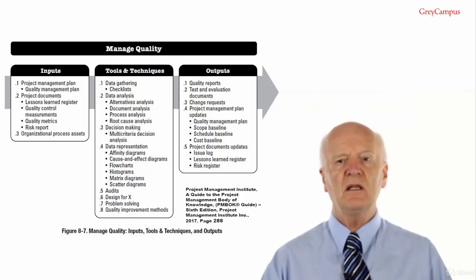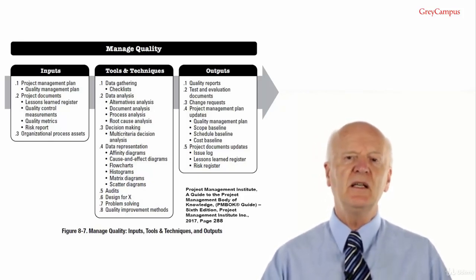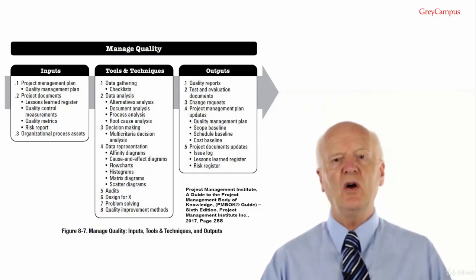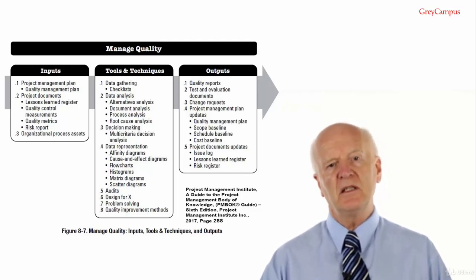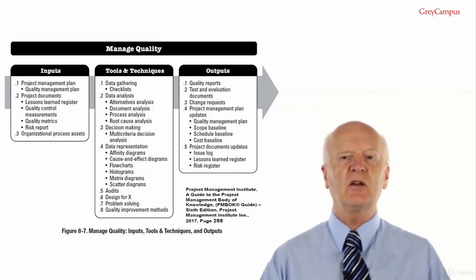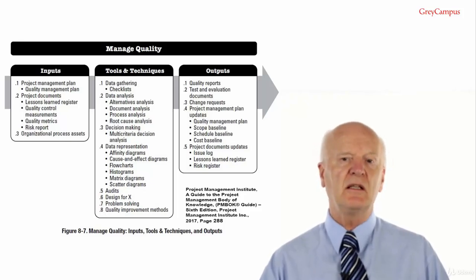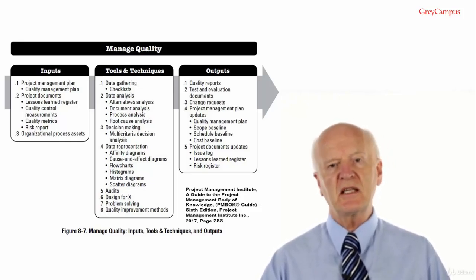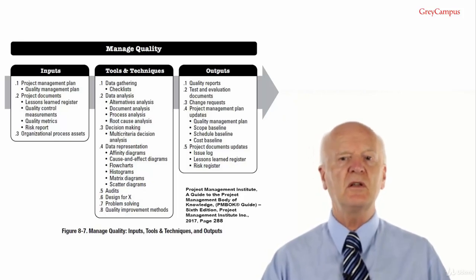These can be the lessons learned register. Lessons learned early in the project with regard to managing quality can be applied to later phases in the project to improve the efficiency and effectiveness of managing quality. Quality control measurements. These are used to analyze and evaluate the quality of the processes and deliverables of the project against the standards of the performing organization or the requirements specified.